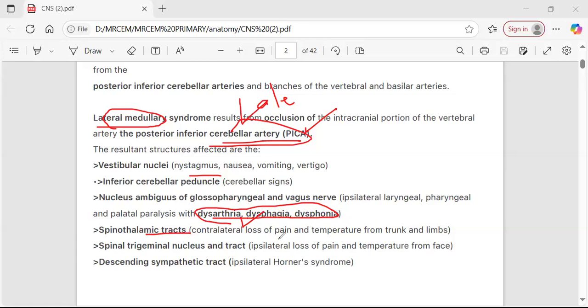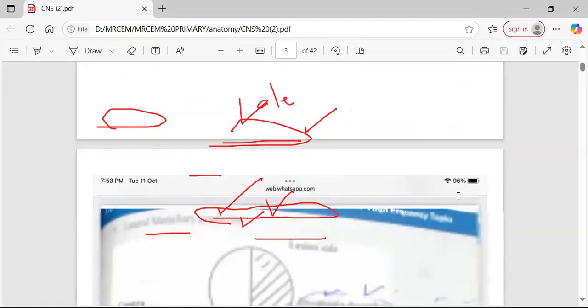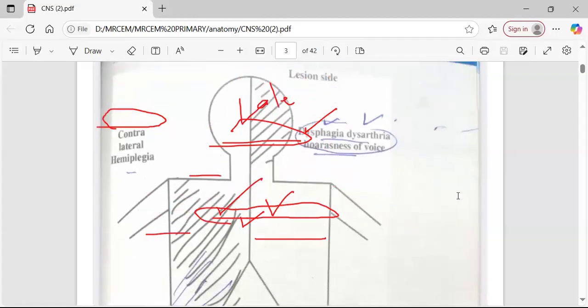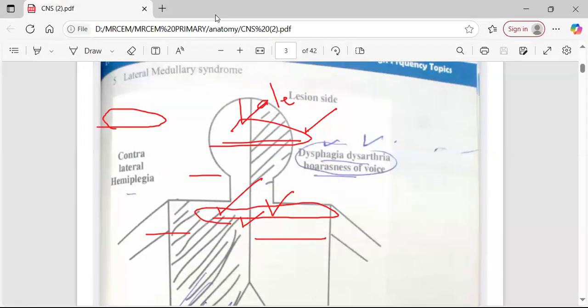Pain and temperature loss will be contralateral. Most importantly, they will give dysarthria and dysphagia. You have to diagnose these, and there will be contralateral hemiplegia.